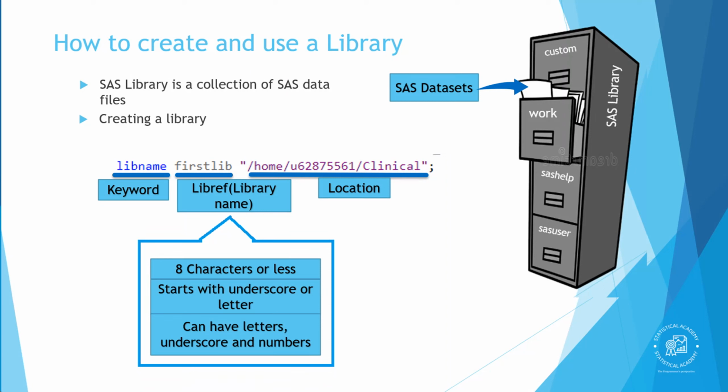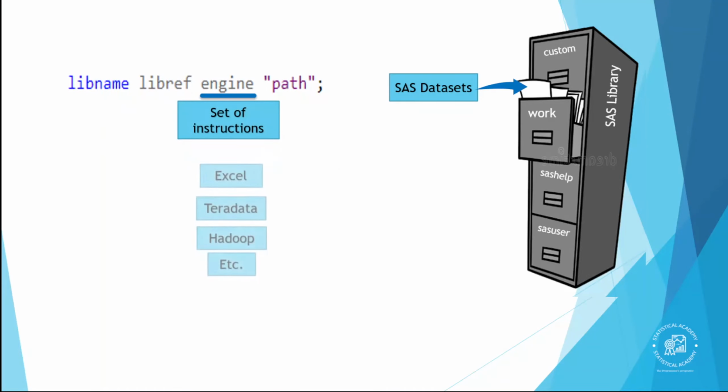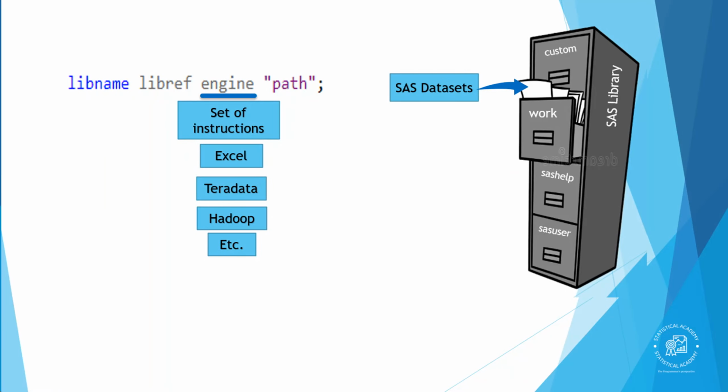In this example, the libname statement creates a library firstlib that uses the base engine to read SAS tables located in the folder. For base, we don't mention any engine. After the LIBREF, we will specify the engine. The engine is the name of behind-scenes set of instructions for reading structured data. There is a different engine for each type of data SAS can read, including base for SAS tables, Excel, Teradata, Hadoop, and many others. Engines enable SAS to read these structured data files directly without having to do a separate manual import into SAS.